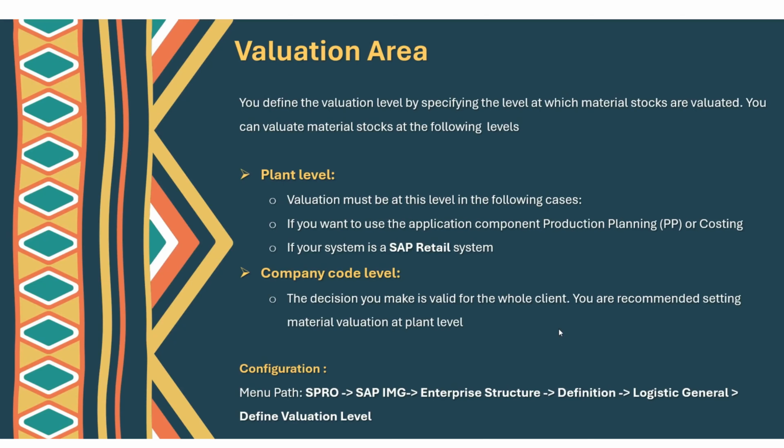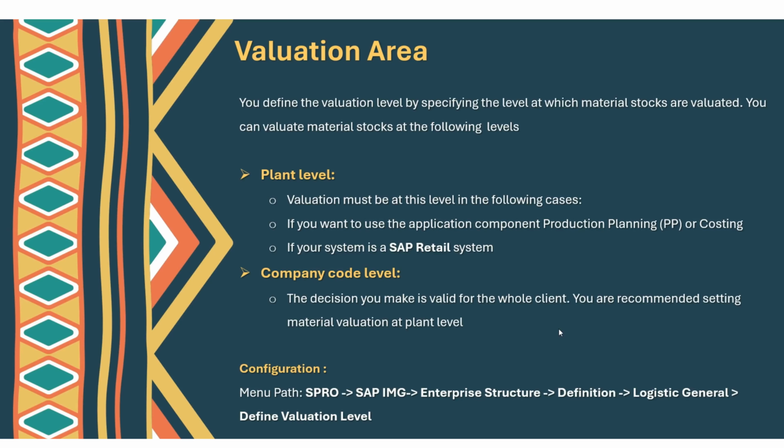And why do we need company code level? The decision you make is valid for the whole client. You are recommended to set the material valuation at the plant level. So, according to SAP, it is recommended that you choose the material stocks valuation at the plant level, because it will be beneficial as you will be able to use the production planning module and the costing module, which we also need for the SAP S/4HANA sales module in order to create a production order against our sales order and to do the sales order costing for costing the material.